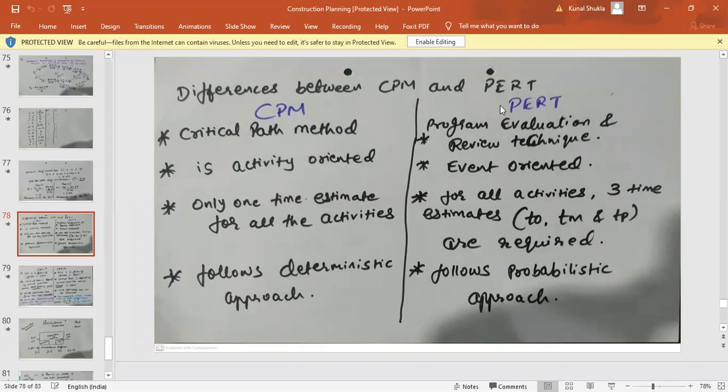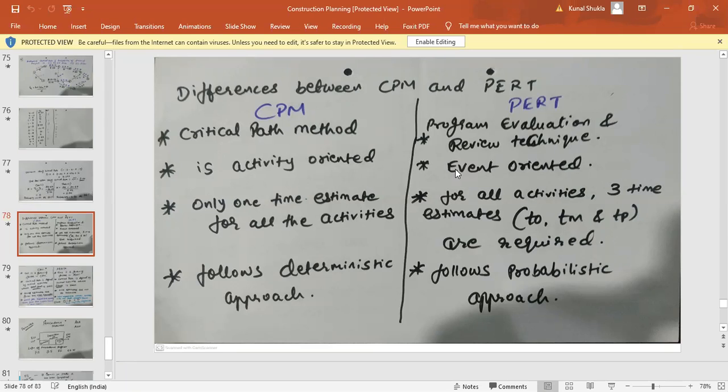Critical path method, program evaluation and review technique. Okay, CPM method is activity oriented method. That is why we calculated the EST, EFT, LFT, LST, total float, free float for the activities. PERT method is event oriented. That is why we are calculating the slack value with respect to the events. I told you that we are calculating TL minus TE. So where is TL? TL is for an event. It is not for an activity. Okay, so PERT method is event oriented method.